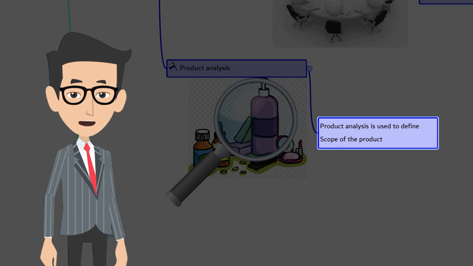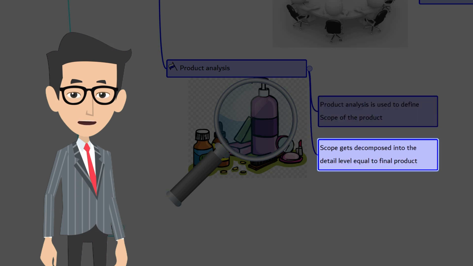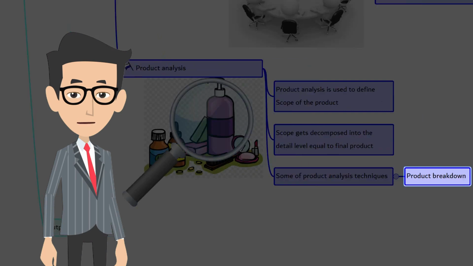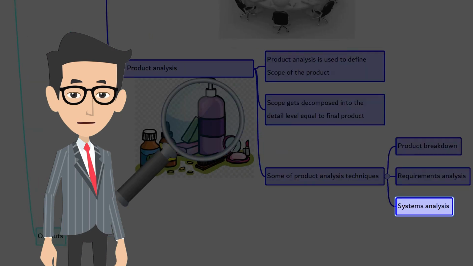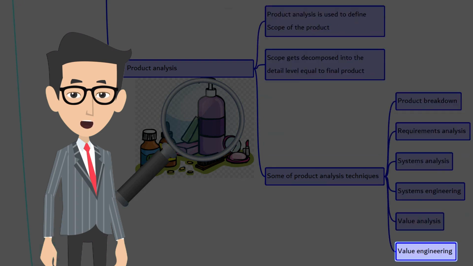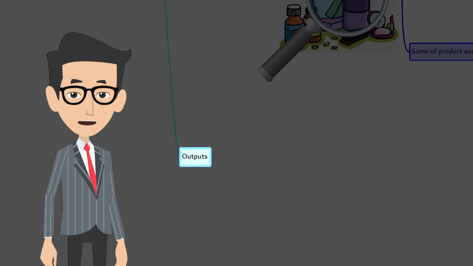By analyzing the product through its scope, questions are asked about the product. By answering those questions, the answers will help to describe the use, characteristics, and other relevant aspects of what is to be delivered. During product analysis, the scope gets decomposed to a detail level as close as possible to the final product. Some of the product analysis techniques are product breakdown structure, requirement analysis, system analysis, systems engineering, value analysis, and value engineering. Let's look at the outputs.